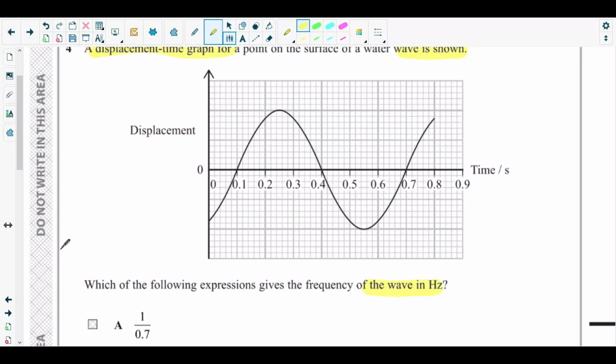So this is the displacement time graph. Let's take the reading for the time period. Okay, so consider this point. If I draw a dotted line, have a look.